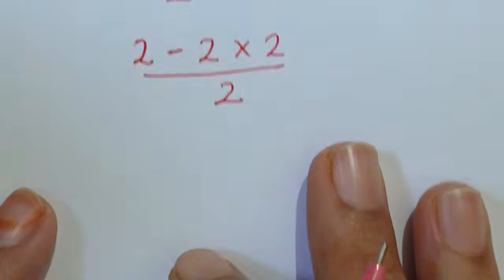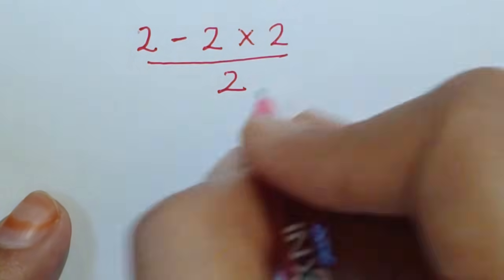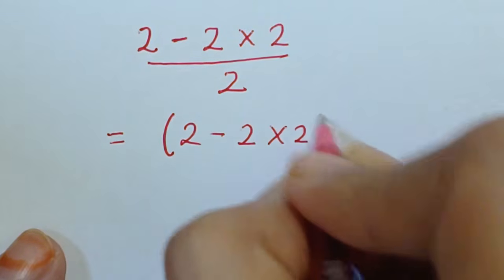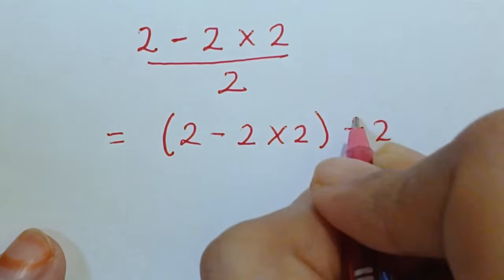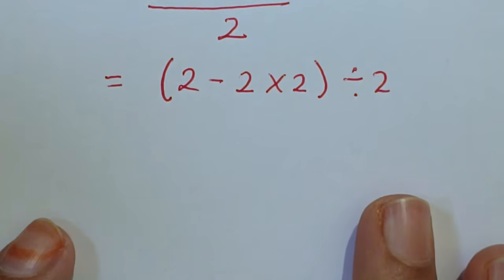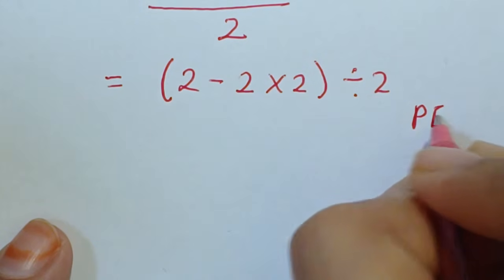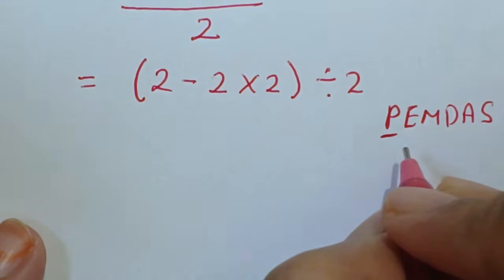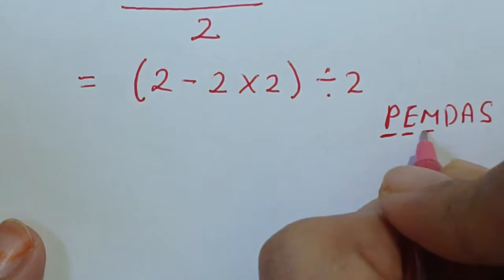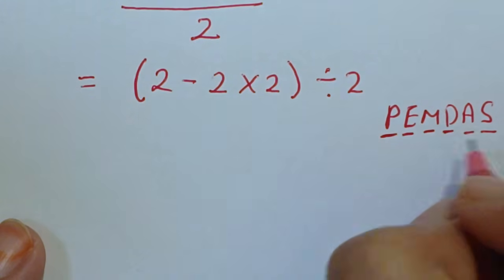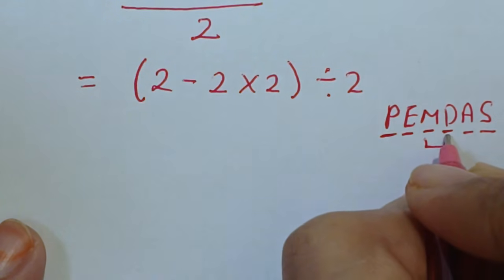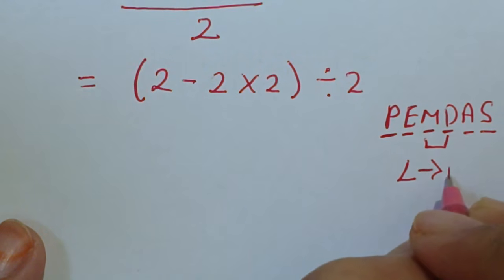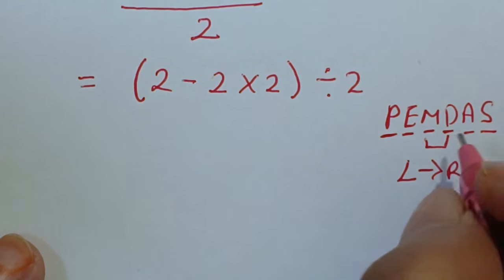Now here you can write this expression as bracket 2 minus 2 times 2 divided by 2. Now here, according to order of operation, which is PEMDAS, first we do parenthesis, then exponent, then multiplication, division, addition, subtraction. So here you have to remember multiplication, division both have equal priorities. Therefore, we go from left to right. Same for addition and subtraction.